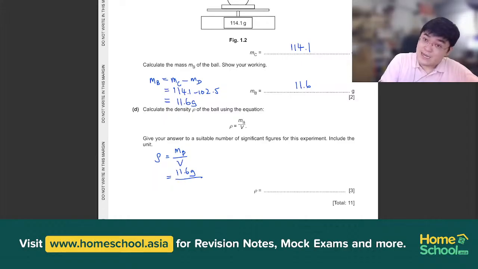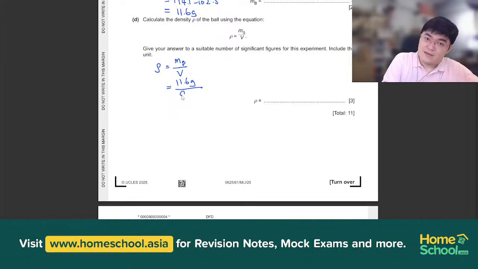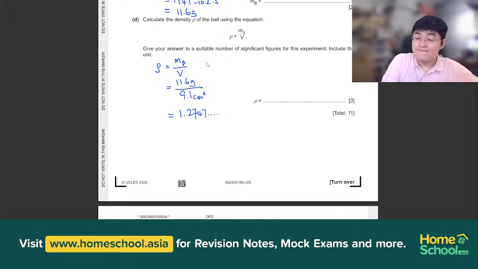So, wait, hang on a minute. How many again? 9.1, okay? 9.1 centimeter cube. So, doing the mathematics, let's check out what this is. Plug this into the calculator. You should get 1.2747 and so on.